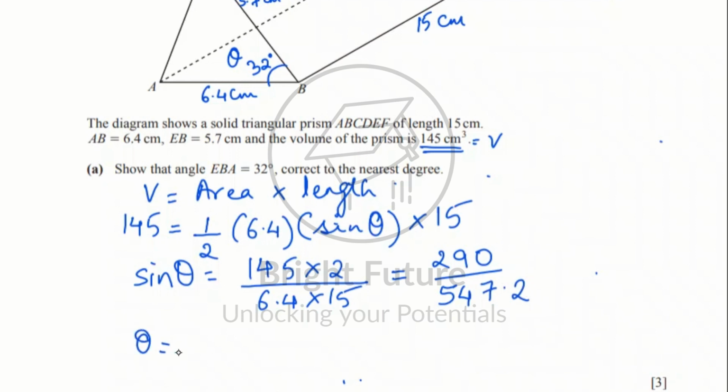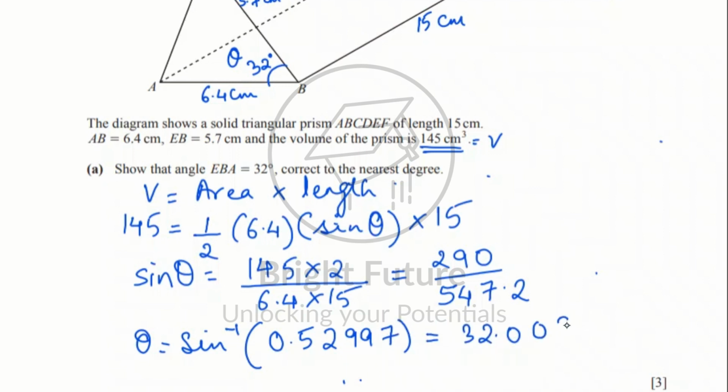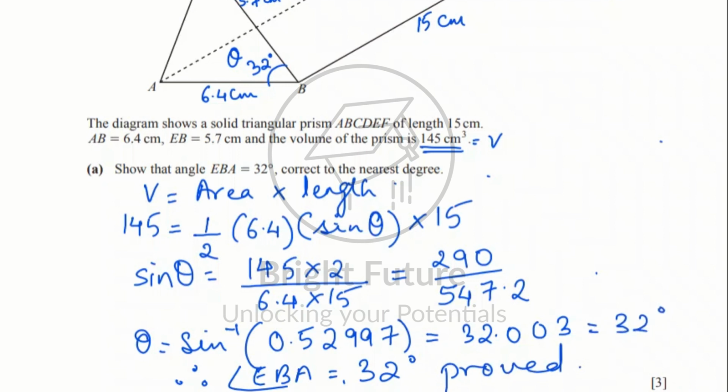Finally I get theta equal to sine inverse of 0.52997, which gives me 32.003. Therefore angle EVA is equal to 32 degrees. 1 mark for the working and 1 mark for proving it.